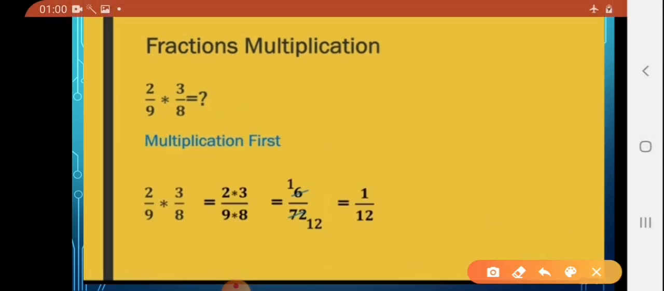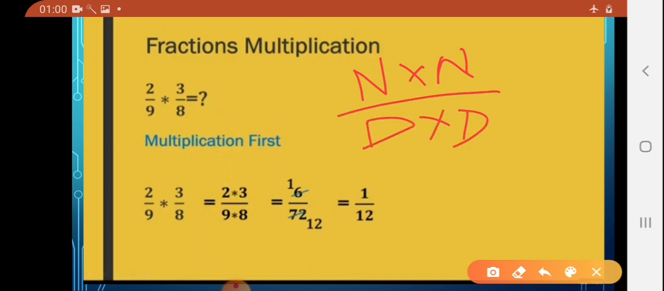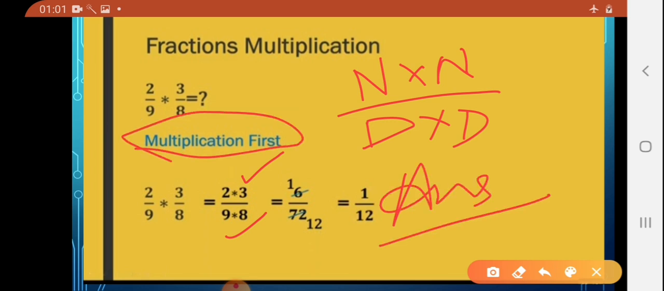Multiplication first means first we will multiply the numerator by numerator and denominator by denominator, and then we will reduce it. So 2 into 3 and 9 into 8. 2 3s are 6 and upon 72. So 6 upon 72, when we reduce, the answer will come 1 upon 12. This is multiplication first: first you have multiplied and then you have reduced it.